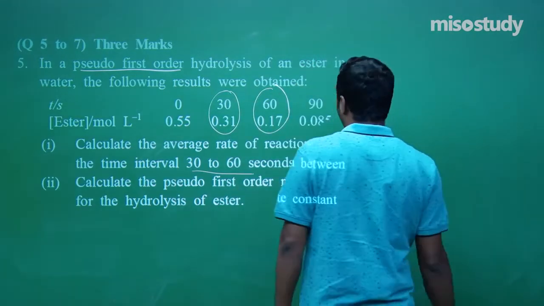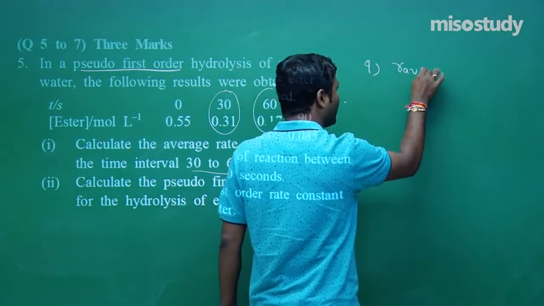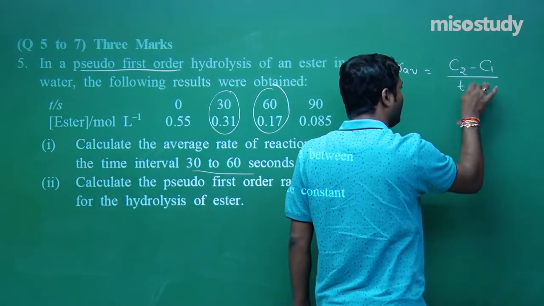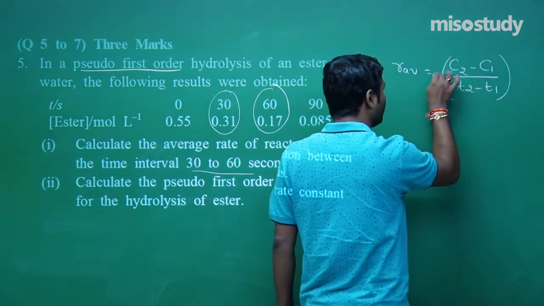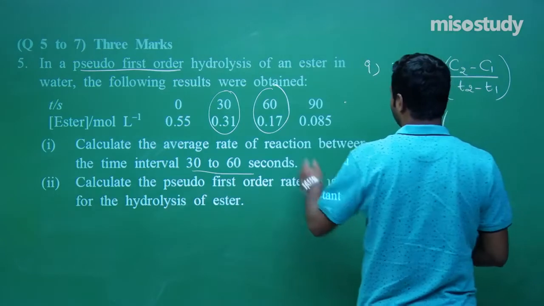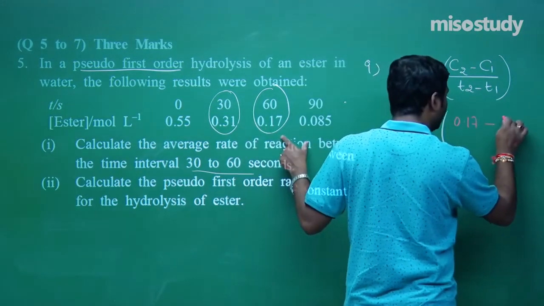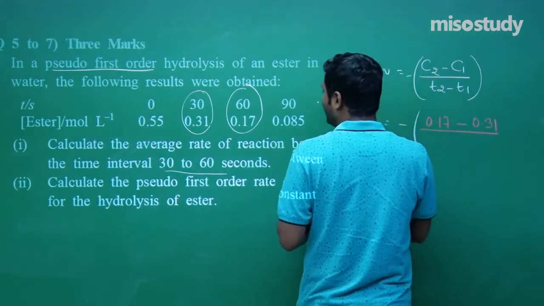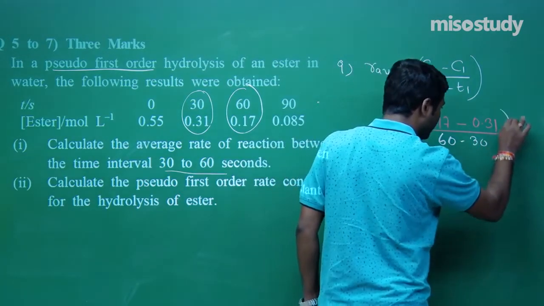Clear? Now what is the first part of the question? Average rate of reaction is equal to C2 minus C1 upon T2 minus T1. This is the case. There is a reactant, so put here minus sign. What is C2, my friend? That is 0.17 minus what is C1? 0.31 upon T2. What is T2 here? That is 60 minus 30.